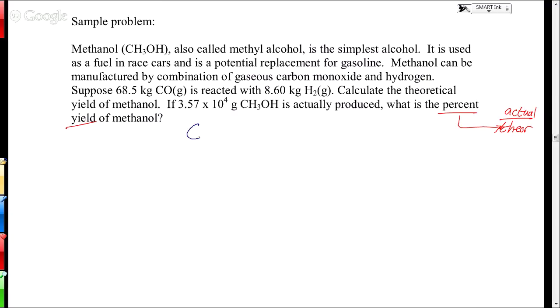CO plus 2H2 yields CH3OH. Okay, does that look like what you got? All right. What did you come up with was the limiting reactant? Limiting reagent. Anybody get that far yet?